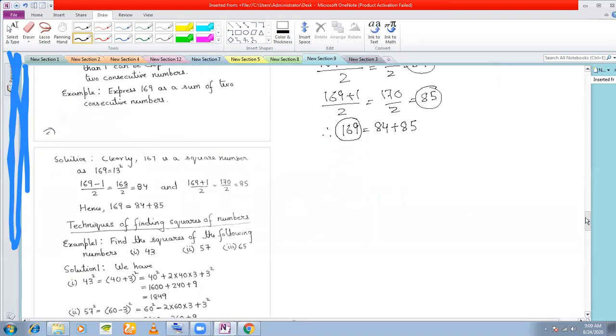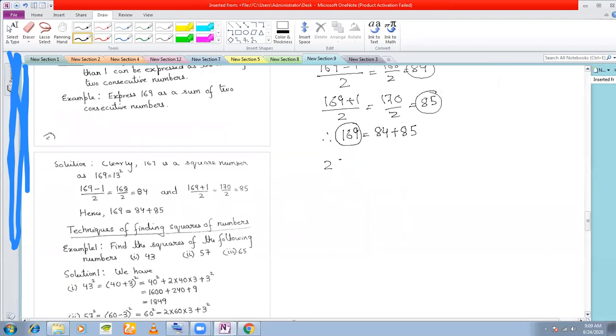Let us try it with 25. Simple example. 25 you know is a square number, so it can be written as a sum of two consecutive natural numbers. How? 25 minus 1 divided by 2 is 24 by 2, which is 12. And 25 plus 1 divided by 2 is 26 divided by 2, which is 13. So 25 can be written as a sum of consecutive natural numbers. 12 and 13 are consecutive, one after the other: 12 plus 13. Let us take one more example.